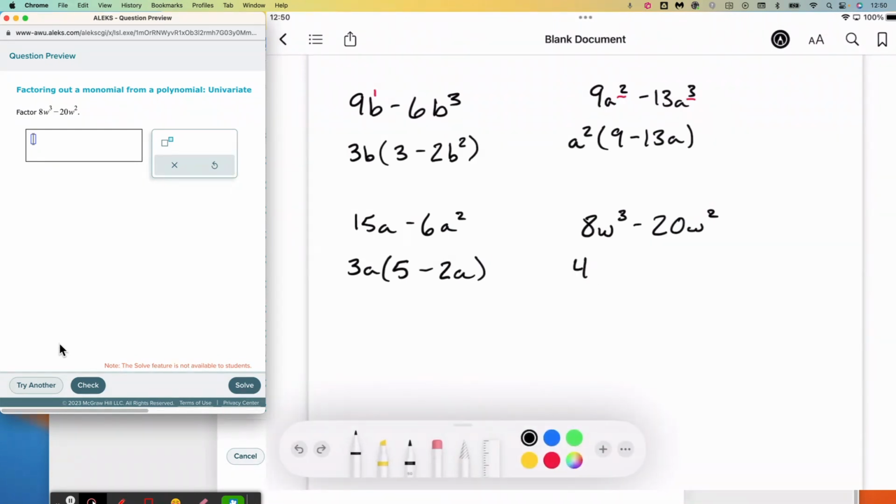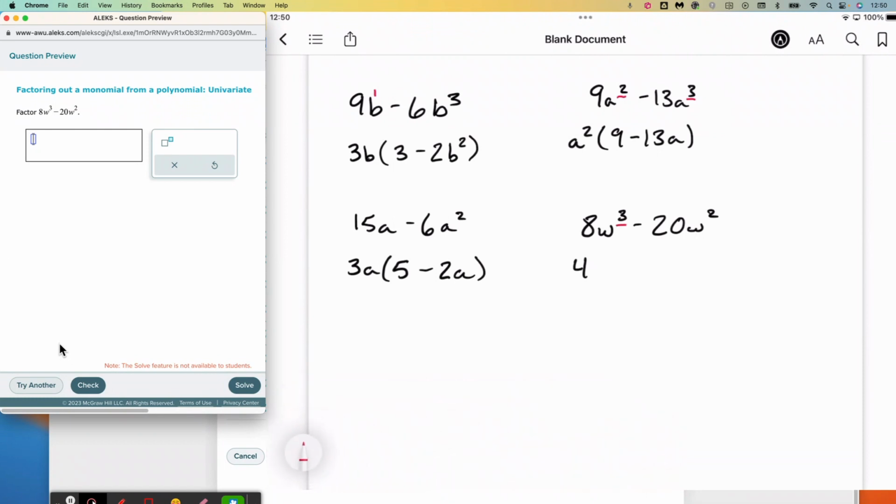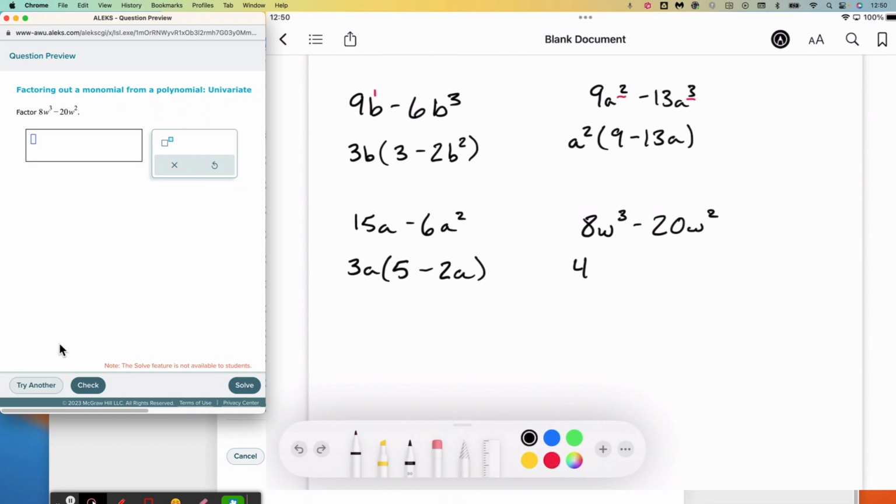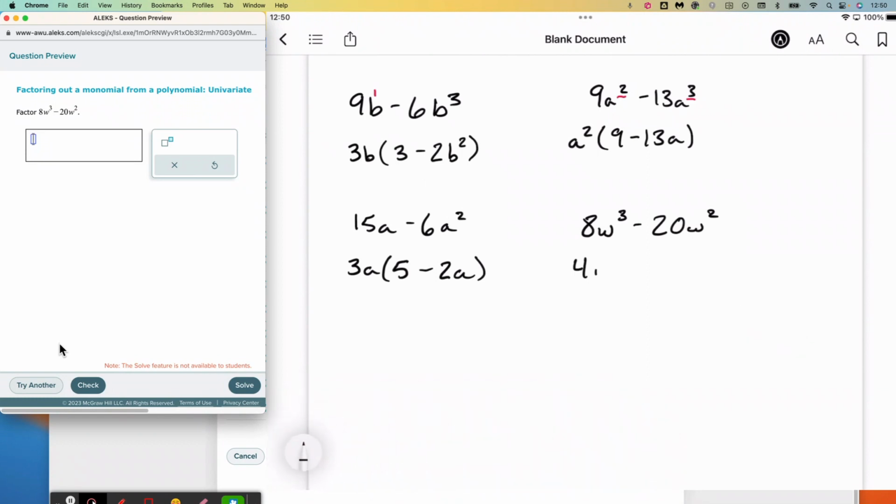And then we need to figure out how many w's we can factor out. So this has 3 w's, this has 2. They both have up to 2, so we can take 2 out. So 4w to the power of 2. 8 divided by 4 is going to leave us with 2. W to the power of 3 divided by w to the power of 2 is going to leave us with 1w. And 20 divided by 4 is going to make 5. W to the power of 2 divided by w to the power of 2 is going to leave no w's. So we're going to have 4w squared times 2w minus 5.